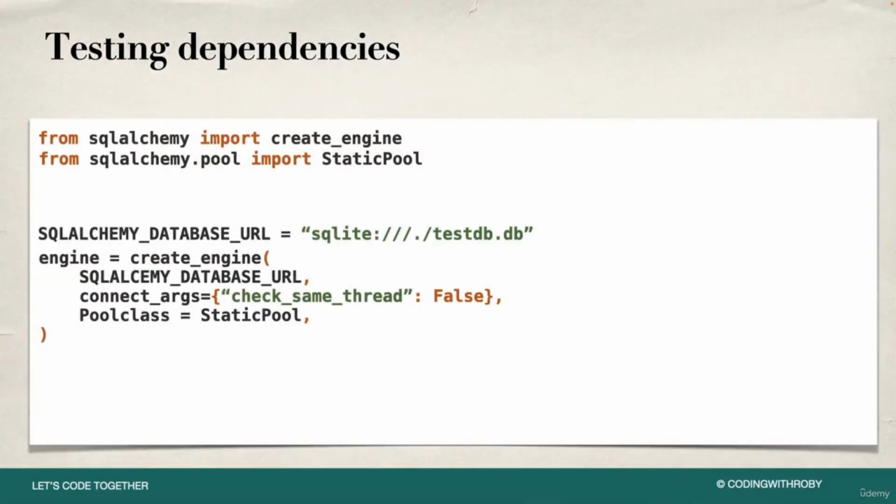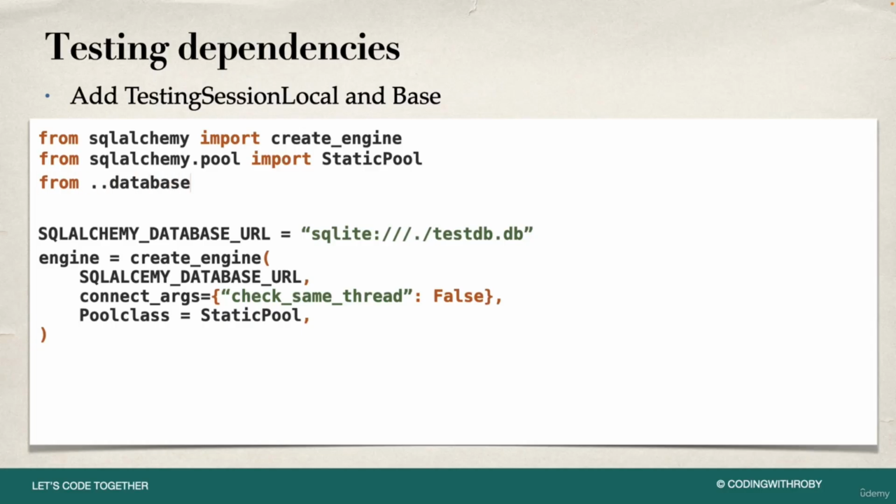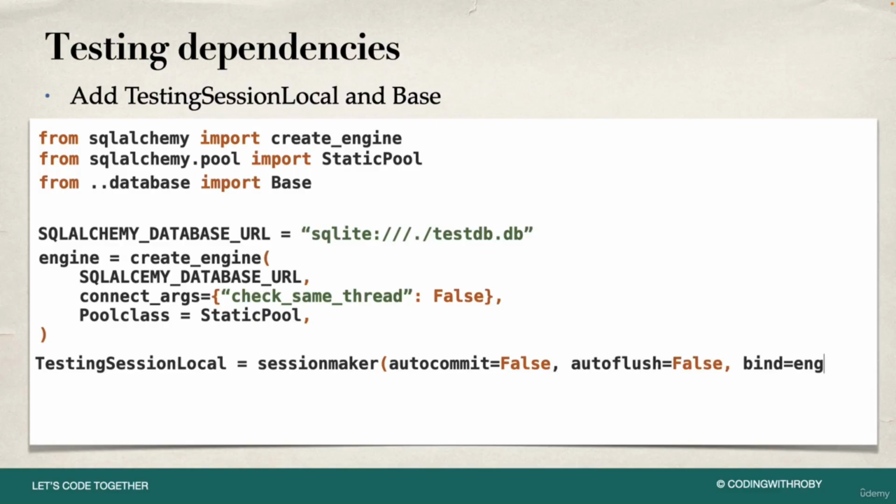All right, so after we do this, we now want to create our testing session local and our testing base. So we need to import from our database, our Base, and then we want to create a new testing session local. So we can say TestingSessionLocal equals a new sessionmaker where our autocommit is equal to False, our autoflush equals False, and our bind equals engine. This will look very familiar to what we have in our database.py file.